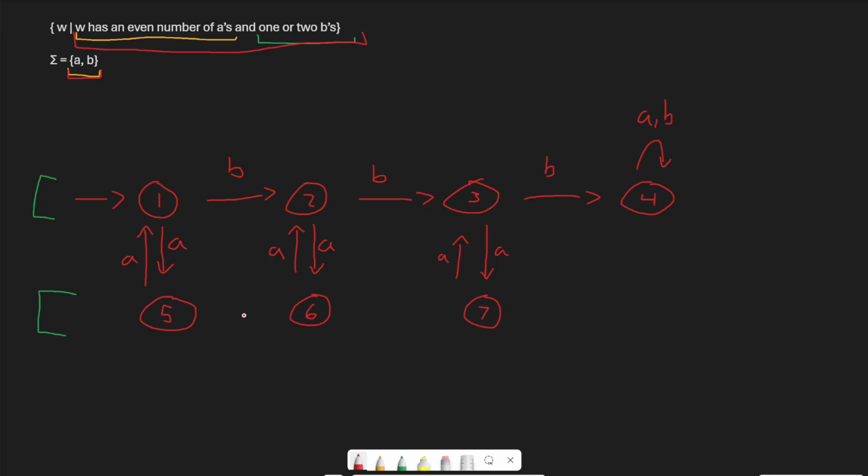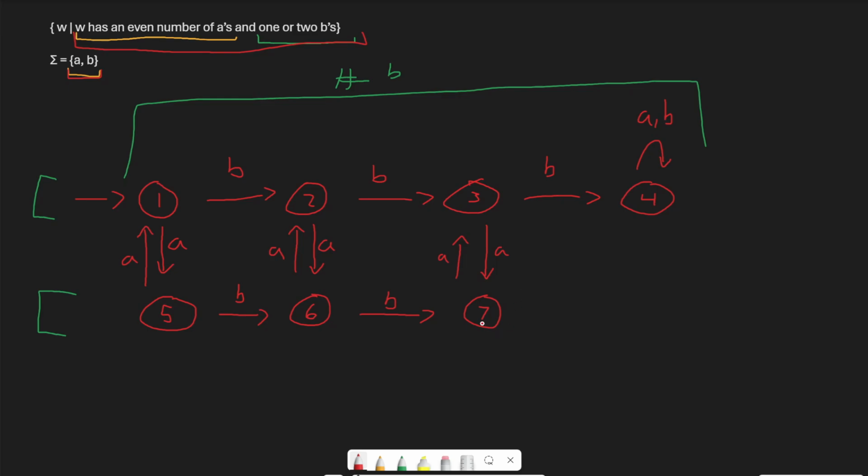So where do we go if we're on state 5 and we have a B? Well, we can just keep moving to the right because essentially what's happening here is on this x-axis, we are counting how many B's. And then on this y-axis, we're counting if the A's are even or odd. So we can still keep moving to the right when we have a B, even if we're on a different row.